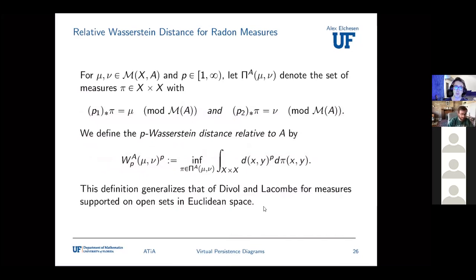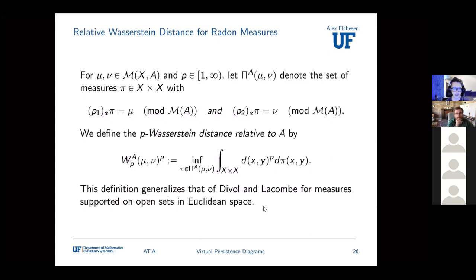So you look at measures in this quotient space, and then you look at the set of all couplings, pi superscript A. These are measures on X cross X whose marginals are mu and nu respectively, modulo measures on A. So all you do is modify it to say, if you project onto the first coordinate of pi, you get mu up to a measure on A. So maybe you have to add some measure on A to both sides, but modulo that, the marginals are mu and nu. And then you define the cost exactly the same as you would for the ordinary p-Wasserstein distance.